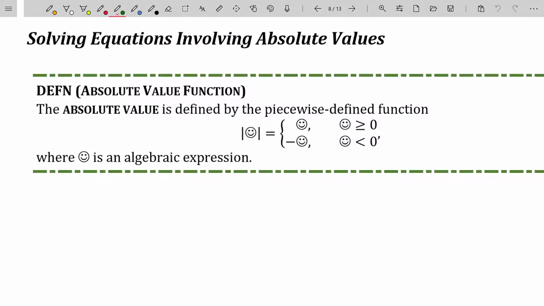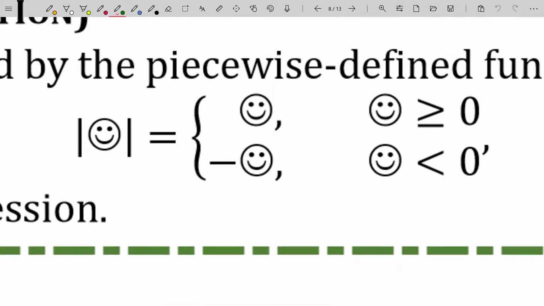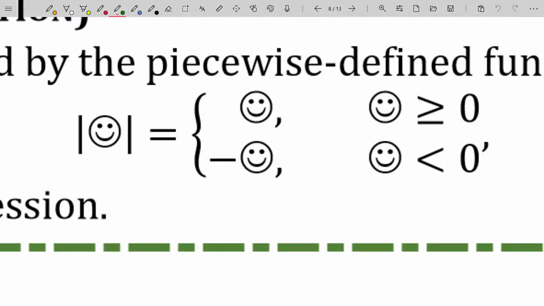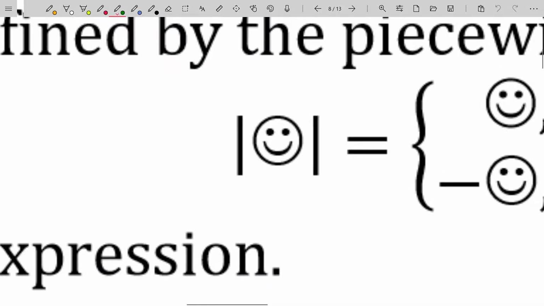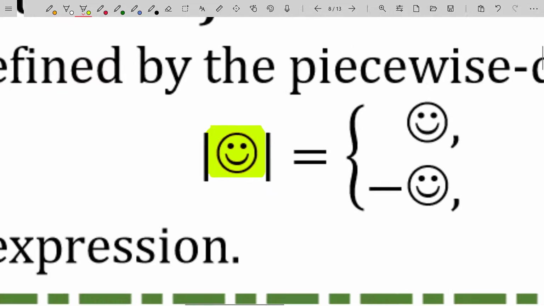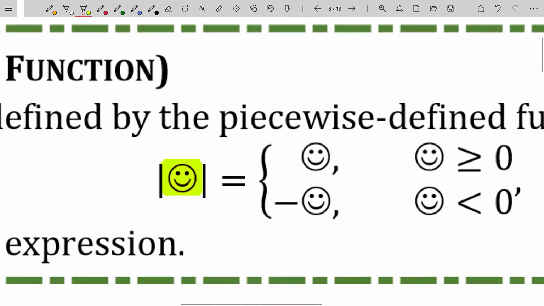The absolute value function is a piecewise defined function. It takes whatever you plug into it, which I use this cute little happy face, the absolute value of happy face. Well, if happy face was already positive or non-negative, there's no need to use absolute values, and so you could just remove those absolute values.